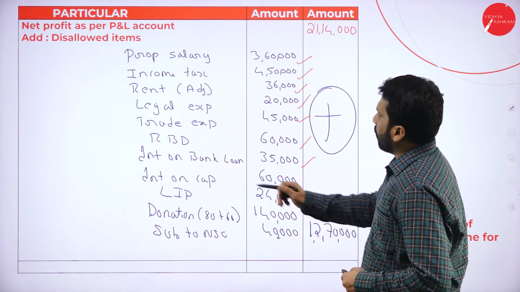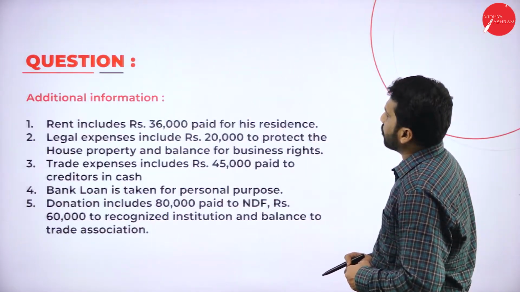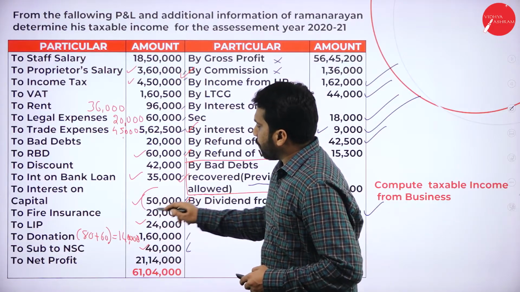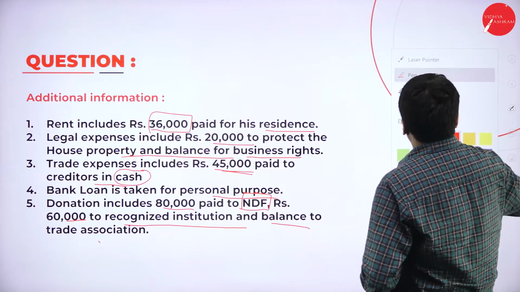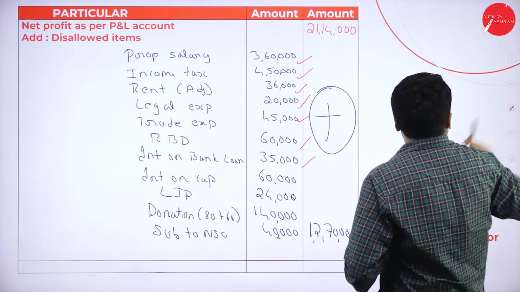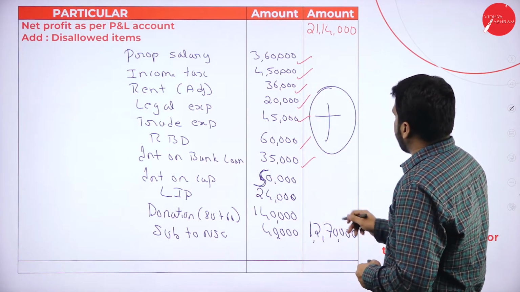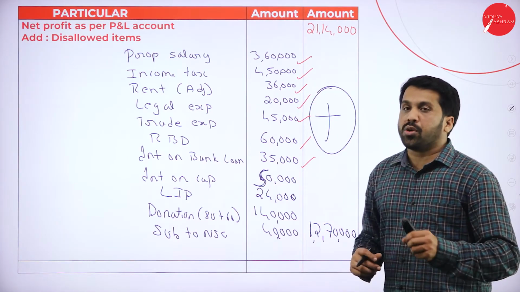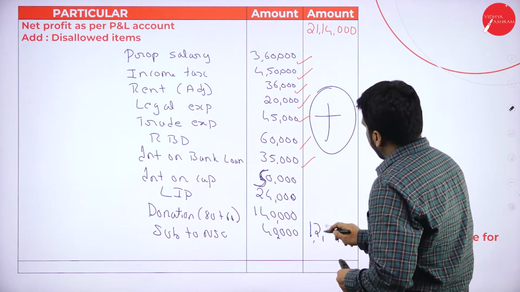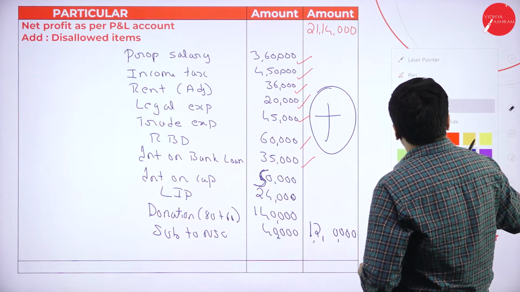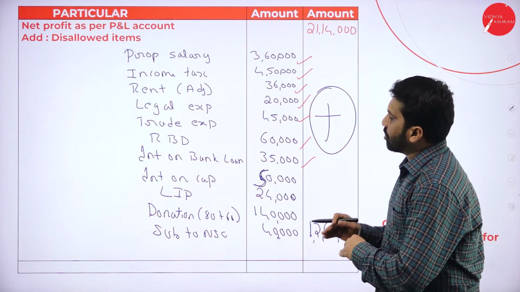And your interest on capital. Interest on capital is how much? Interest on capital is 50,000. So if you add 50,000, this will become how much? 12 lakh 60,000. Now, see, we have to cross check once.